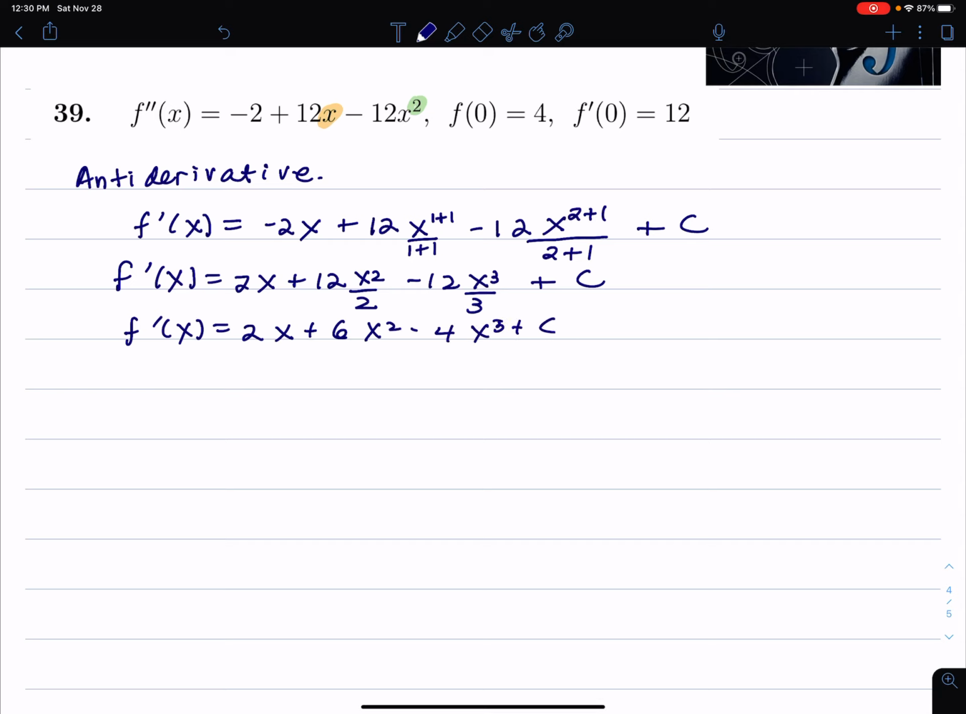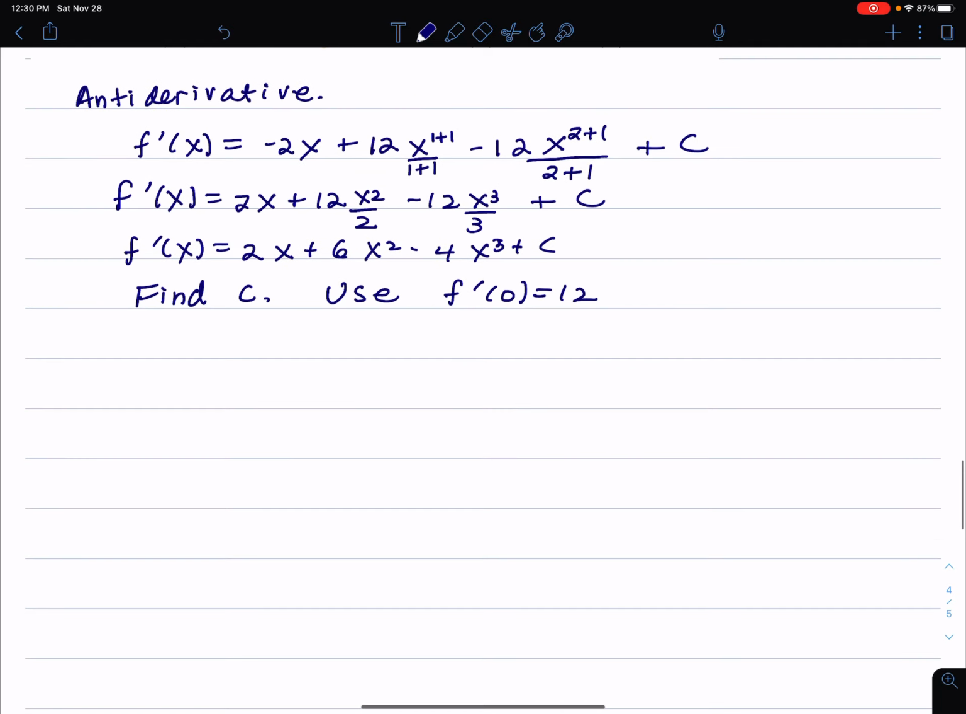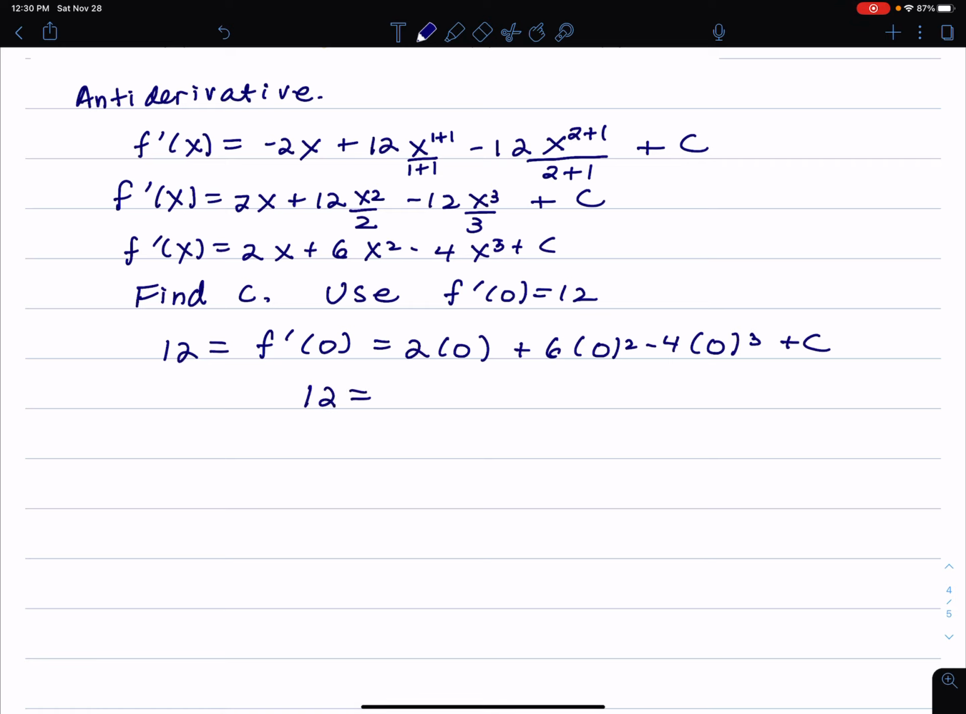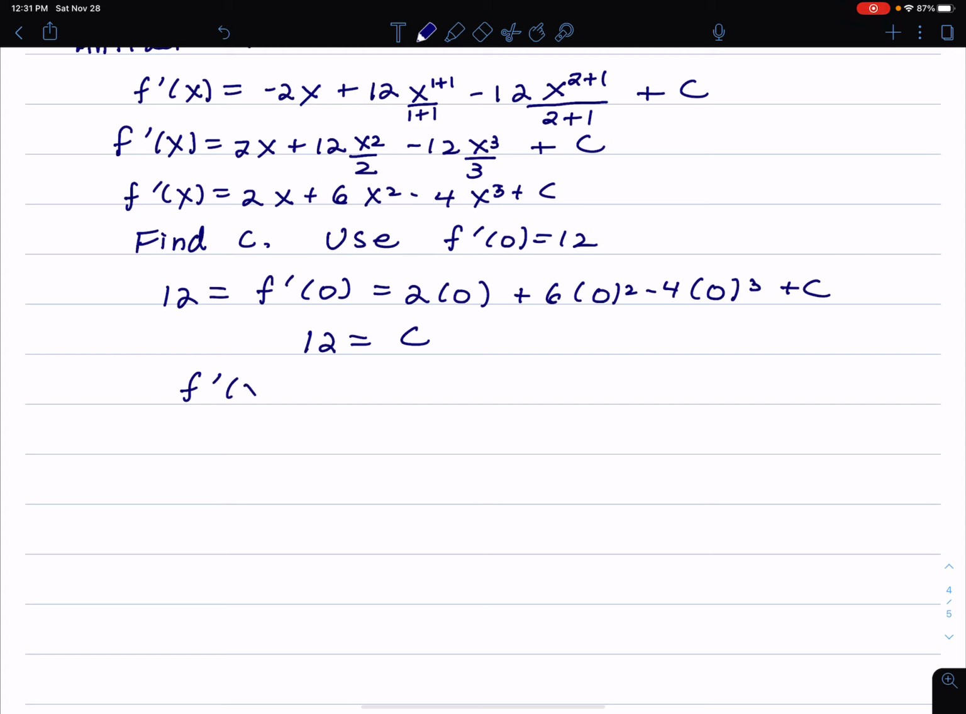Now that is f prime of x, but we can also find c now. We're going to use that f prime of 0 is equal to 12. So I write 12 equals f prime of 0, and wherever I see x, I put in 0. Because those are polynomials, the part with x is a polynomial function. As you can see, when I put in 0, everything becomes 0. So I get c equals 12, so therefore f prime of x is equal to 2x plus 6x squared minus 4x cubed plus 12.